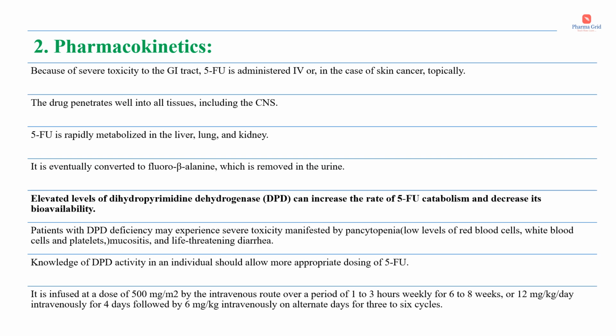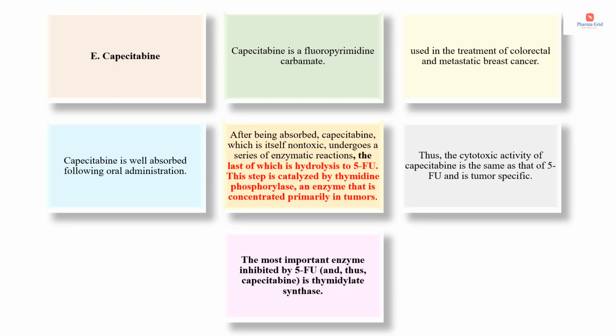This drug is infused at a dose of 500 mg per meter square by the intravenous route over a period of 1 to 3 hours weekly for 6 to 8 weeks, or 12 mg per kilogram per day intravenously for 4 days, followed by 6 mg per kilogram intravenously on alternate days for 3 to 6 cycles. So under pyrimidine antagonist, the next drug is capecitabine. It is a fluoropyrimidine carbamate used in the treatment of colorectal and metastatic breast cancer.